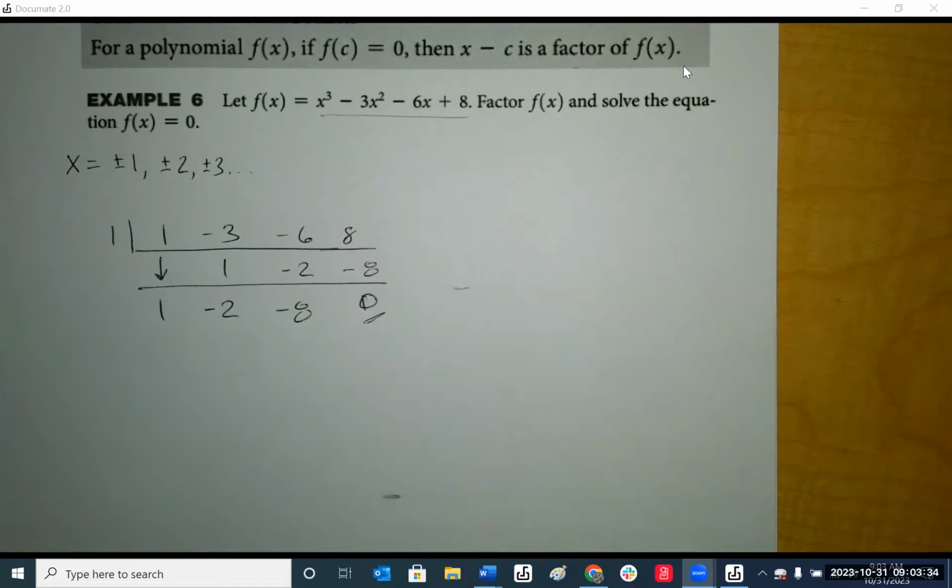Try to do it yourself. Don't look at the board. Have you finished the read? Oh, I'm sorry. You don't see that.